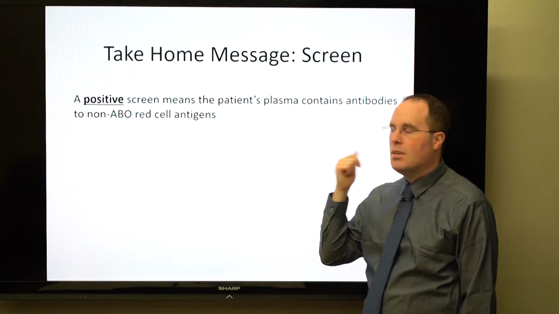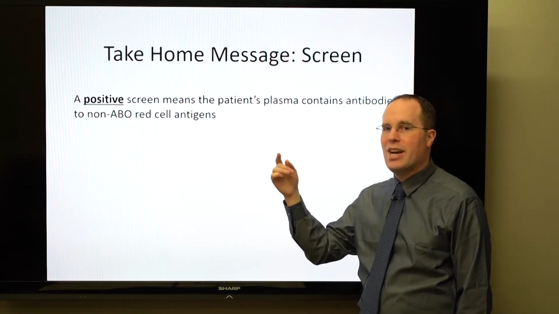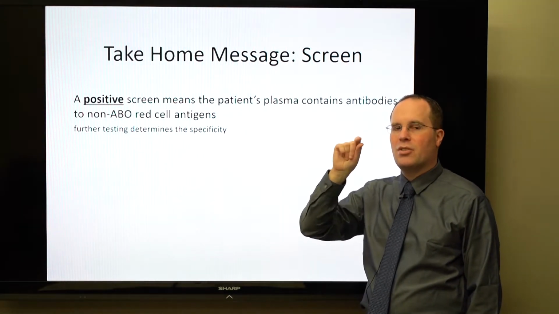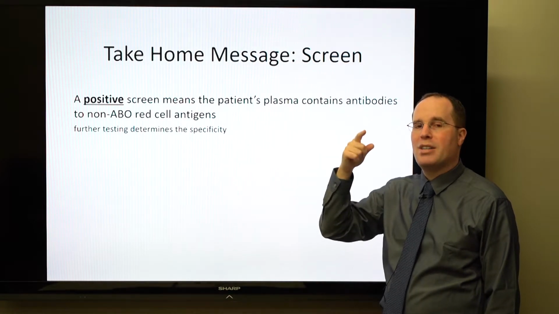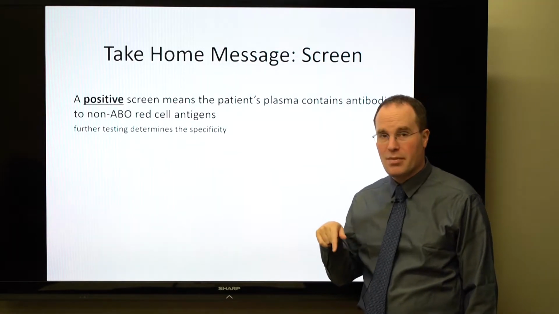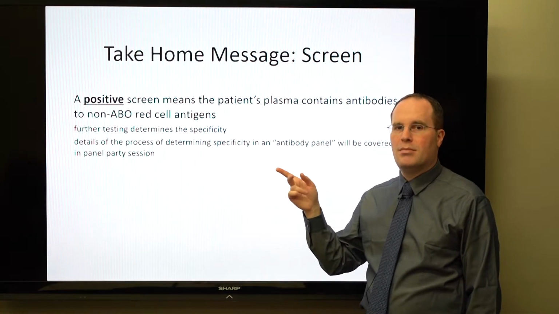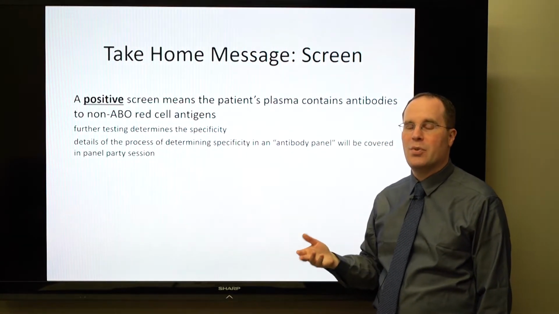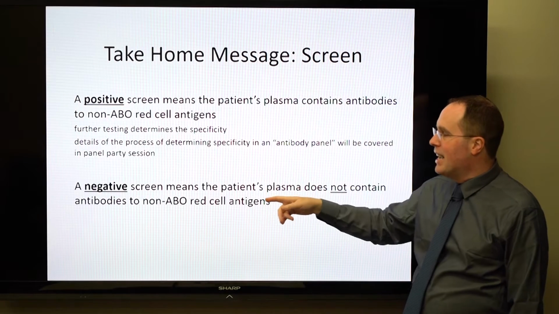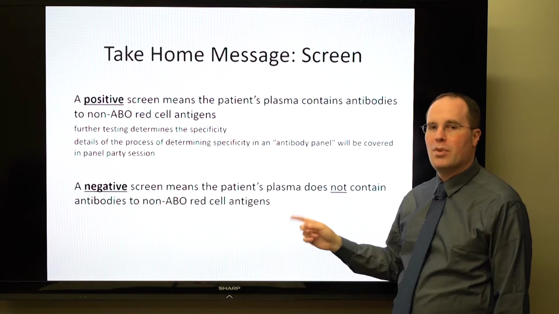A positive screen tells you that the patient's plasma contains antibodies to some non-ABO red cell antigens, right? Further testing will determine the specificity. The 2-cell screen just tells us positive or negative. If it's positive, we have to do more of those reagent red cells in the panel until we determine the specificity. The details of that will be covered in a panel party session, and also by doing the real-life clinical workups of these panels and the antibody reports. Whereas a negative antibody screen means that the patient's plasma does not contain antibodies to non-ABO red cell antigens.